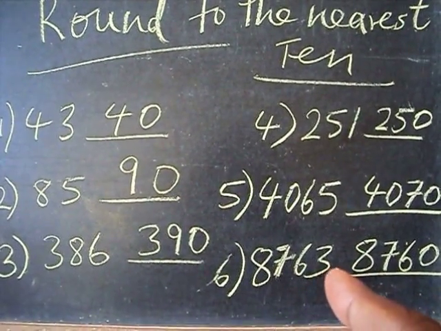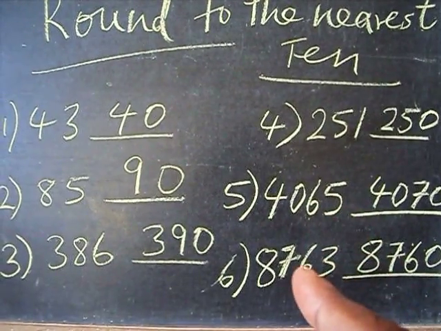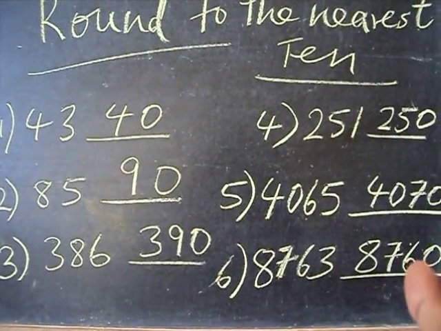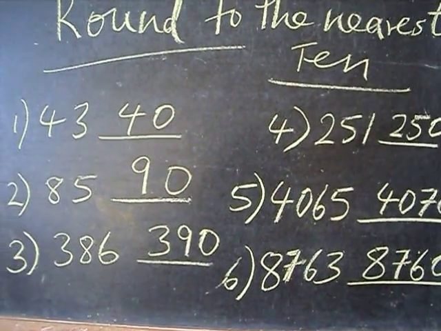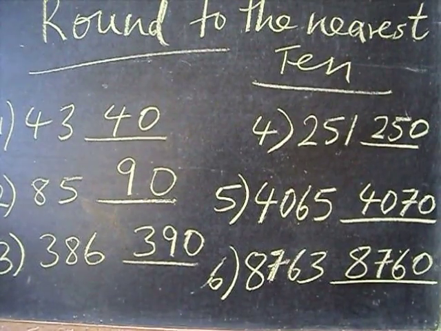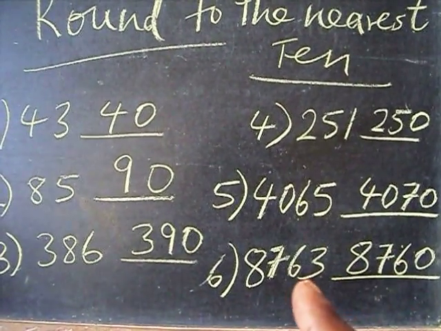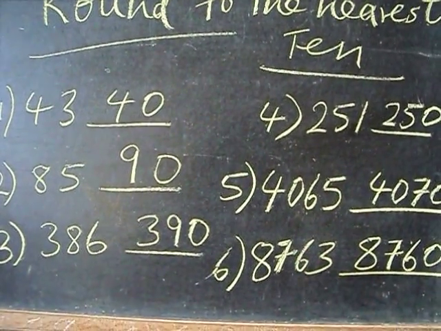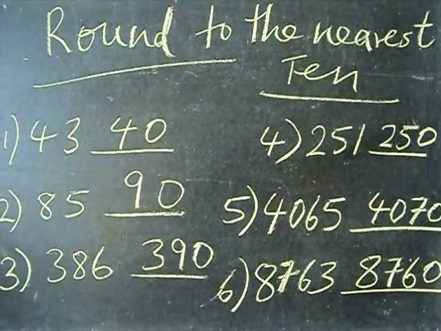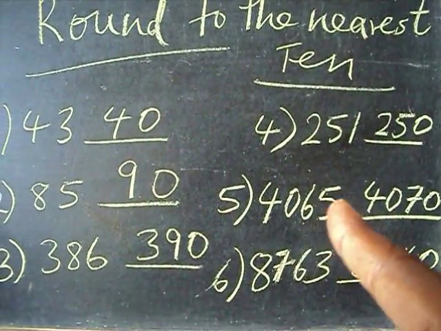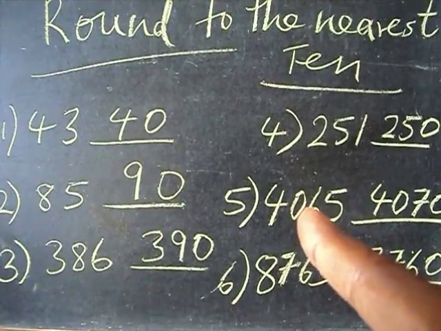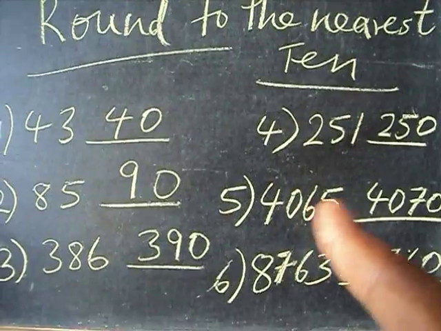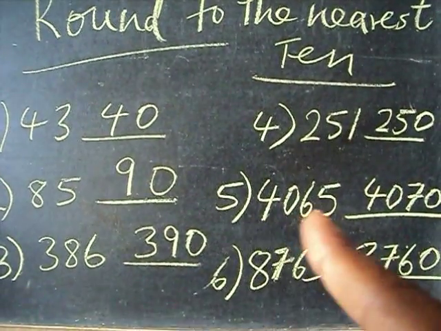So you don't do anything, you don't add 1 to the 6, no, you leave it alone. So it's 8760. So if in the ones column the number is less than 5, you don't do anything to the 10th column. But if it's greater than 5 or 5, you add 1 to the 10th column. Always remember that. So you add 1 to the 6 here, and it becomes 7. So it's 4070.